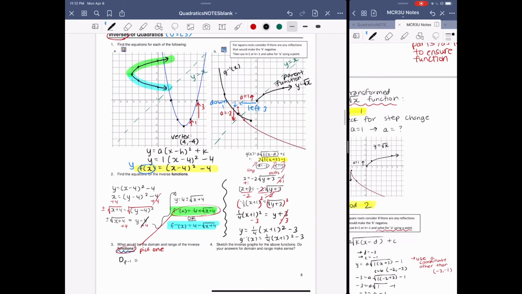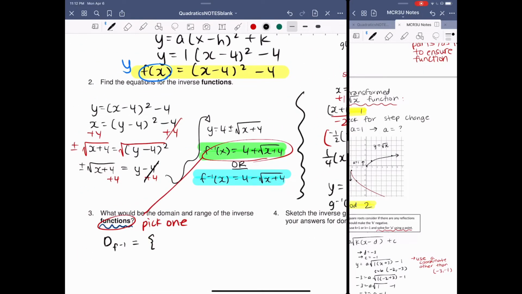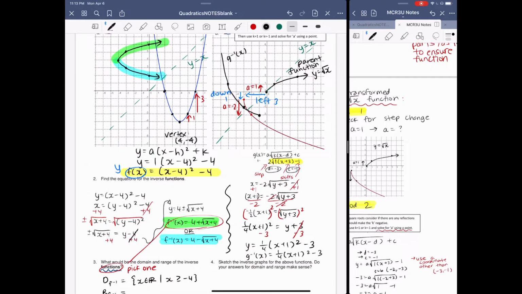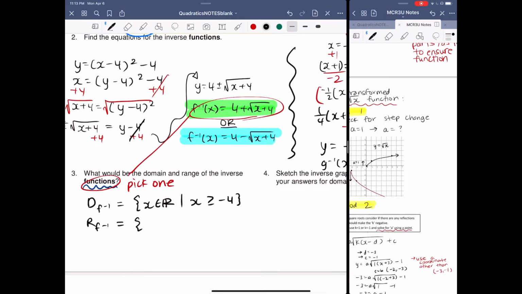So let's take a look at the green graph. So domain of F inverse. If you notice, all of the x values are what? All the x values are larger than or equal to negative 4. So we're going to write that: x elements are real such that x is larger than or equal to negative 4. So range of F inverse. Looking at the green again, notice that all y values are 4 and higher. So we're going to write y elements are real such that y is larger than or equal to 4.